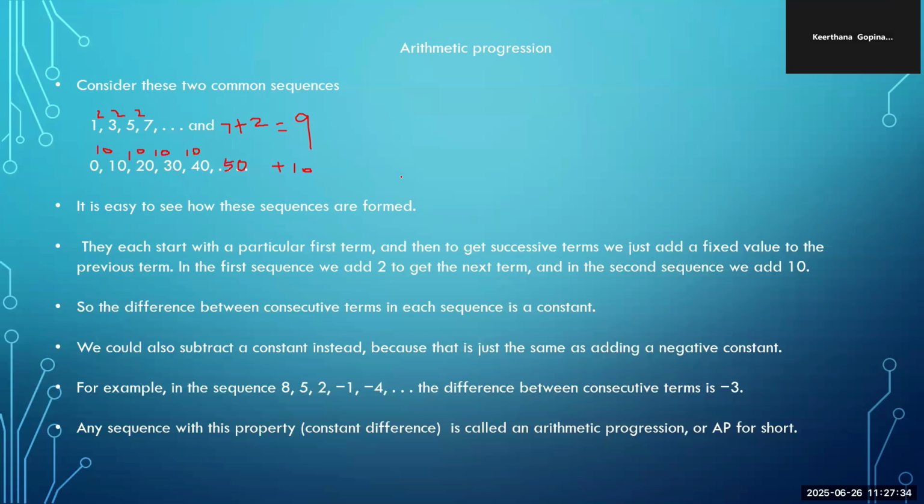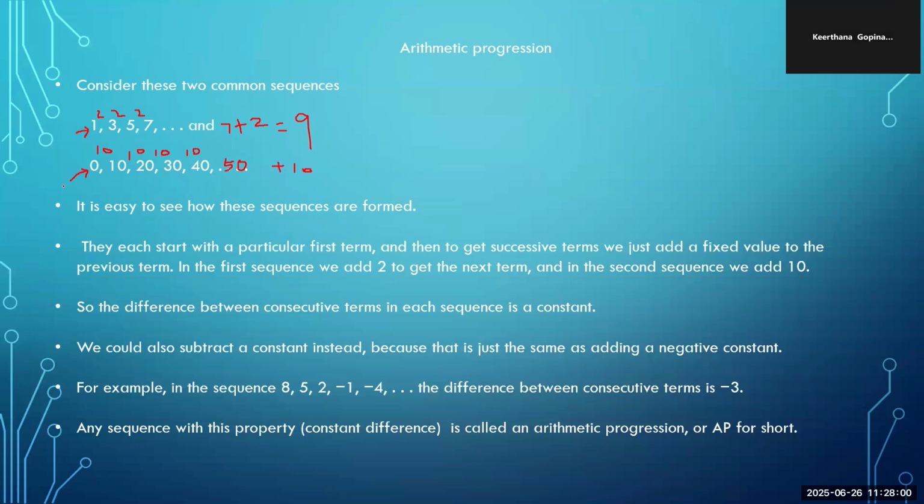They start with the first term, with a particular first term. They always start with one term. So here, in the first example, the first term is 1. In the second example, the first term is 0. This is the first term. 0 is the first term. Are you getting it? In the first example, 1 is the first term.